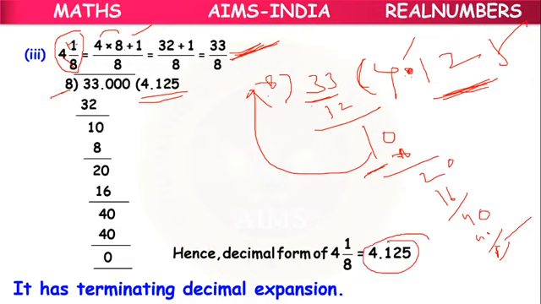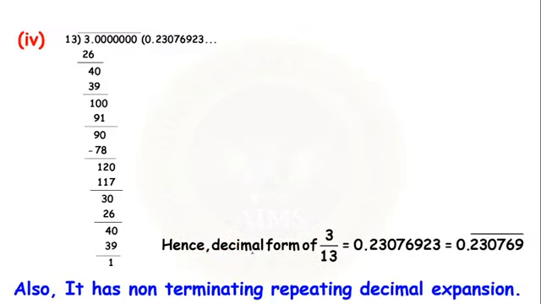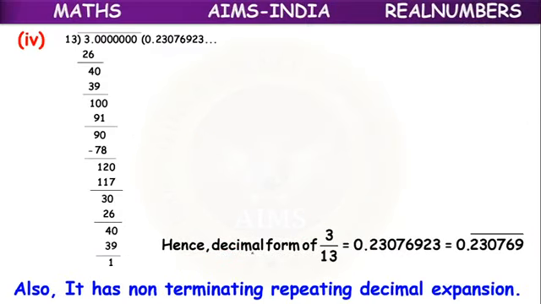Actually, this 4 1 by 8, you can keep 4 as it is. This 1 by 8, you can divide. This 1 by 8 value is 0.125. That value we can add to 4, and we will get 4.125 directly. Like that also we can do. So it is an example of terminating decimal expansion. Next.